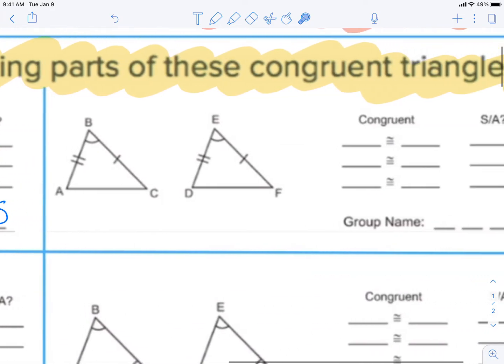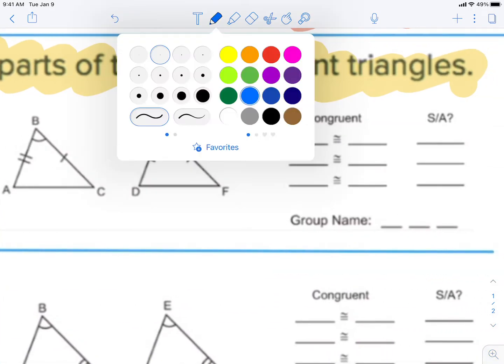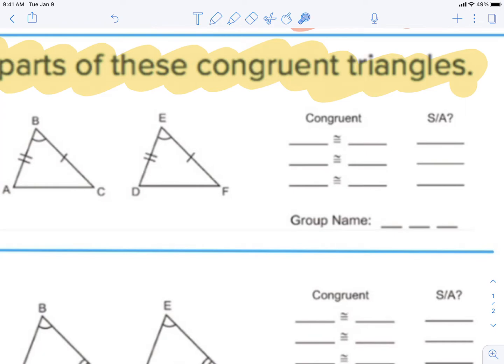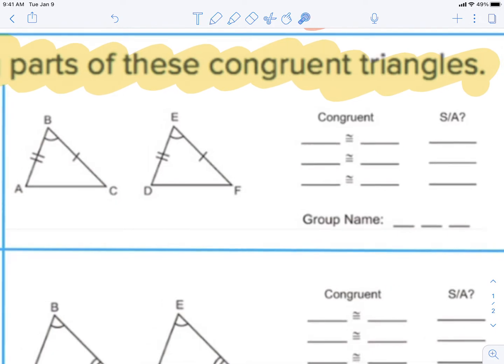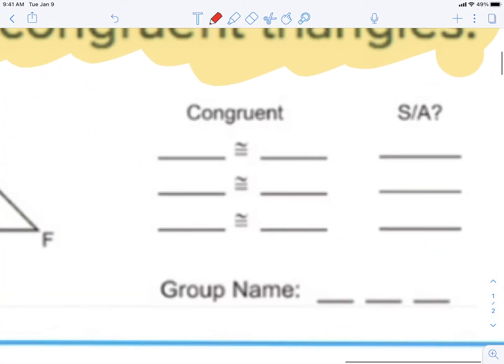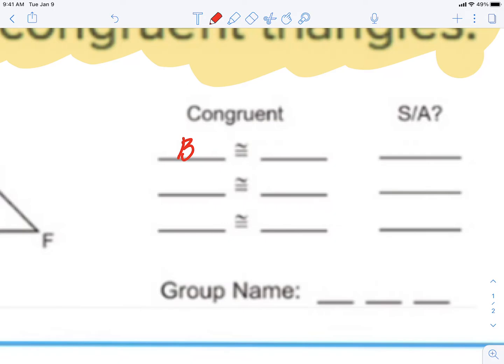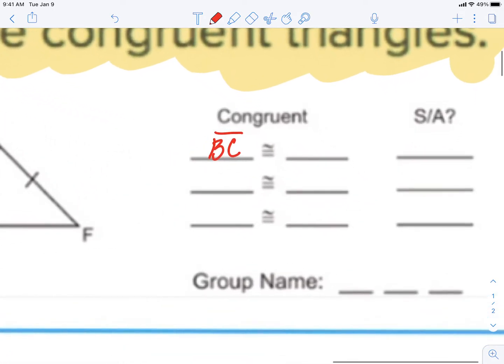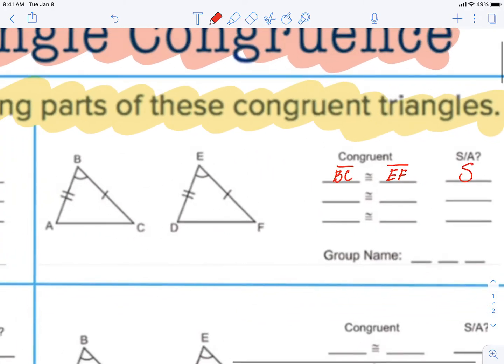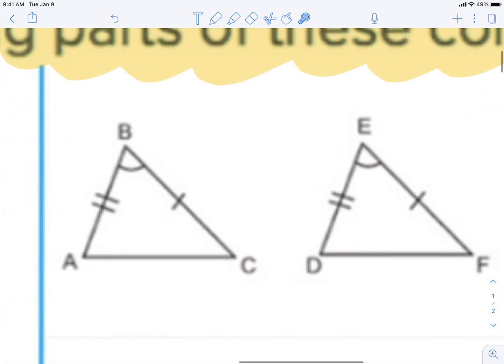Okay, let us move to this second proof. Let's start with this single dash here. B to C is congruent to the single dash E to F. B to C is congruent to E to F, and those are sides. That's a side, so we did that one.